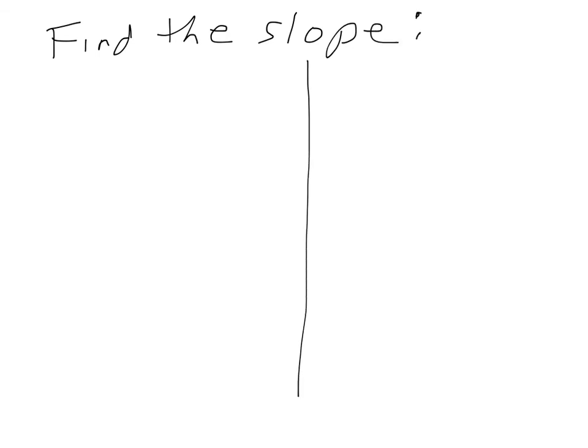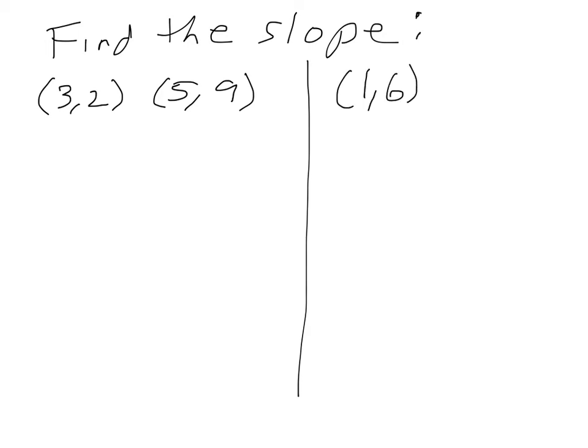So let me give you one to try here. I would like you to find the slope. I'm actually going to give you 2 pairs of points, so we'll divide our paper down for a second. I want you to do 3, 2, and 5, 9. And then I want you to do 1, 6, and 4, 15. Pause the recording. Find the slope between these two sets of points.